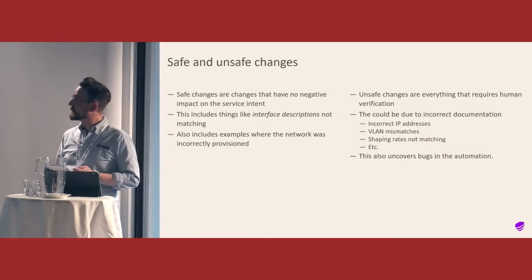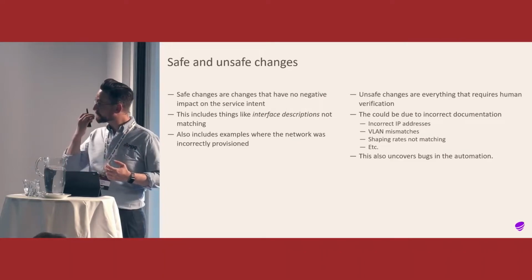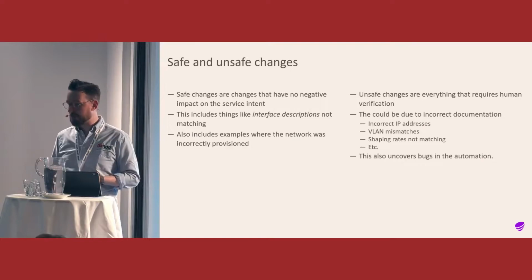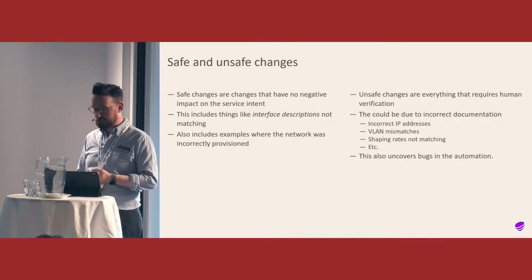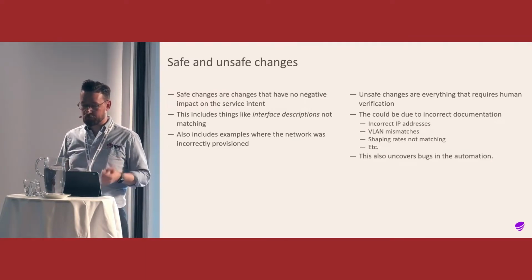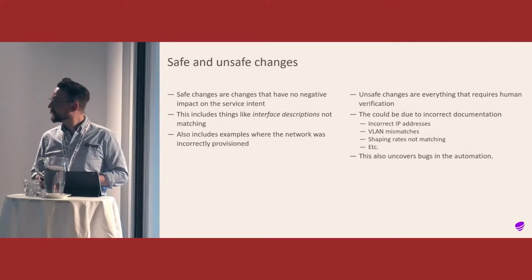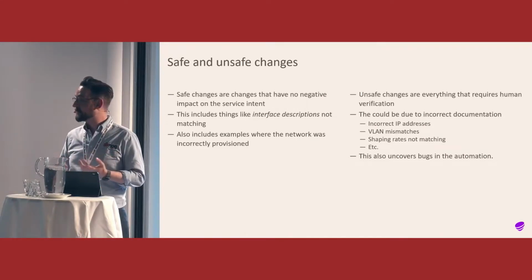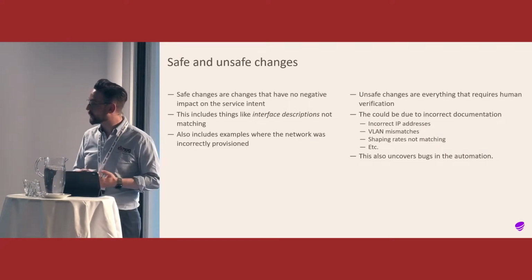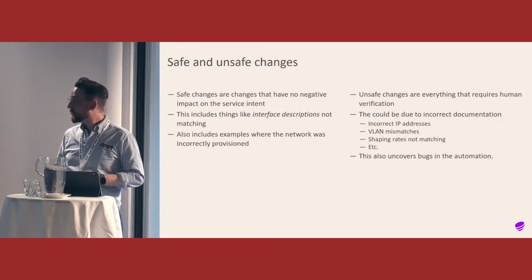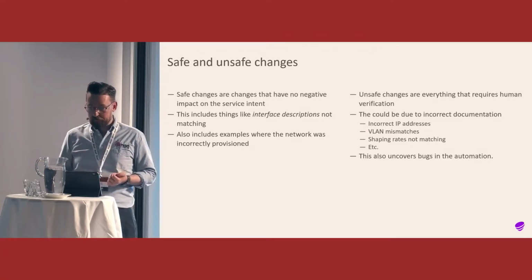Unsafe changes, on the other hand, is everything we really need to look at. And this could be due to our documentation being wrong, for example. We find a 100 megabit service in the network, but it's only a 10 megabit according to our documentation. Who's right? It's probably the 100 megabit, and we just forgot to update the documentation. Lots of things like incorrect IP addresses and VLAN mismatches indicate more that our documentation is wrong, we are loading the wrong service into the wrong port, things like that. But it also shows what kind of bugs we have in our system.